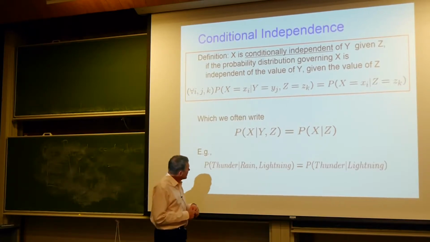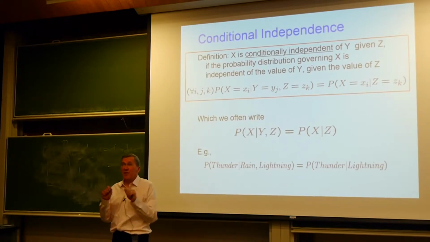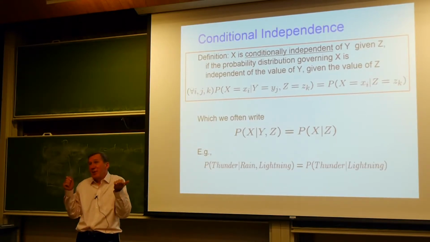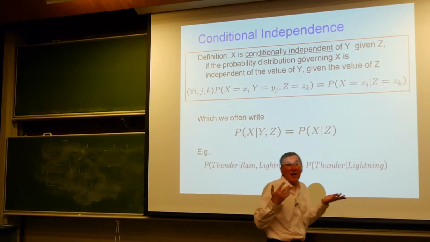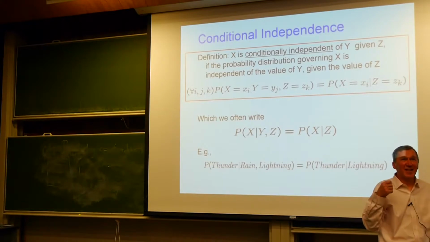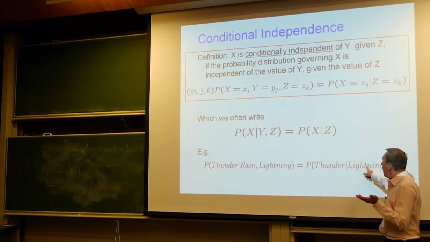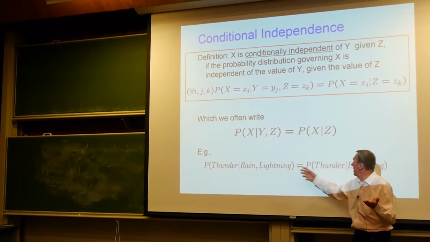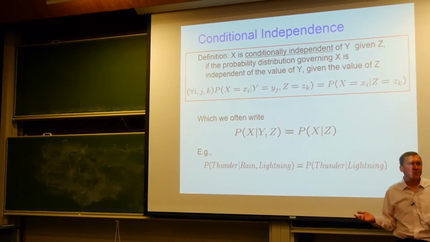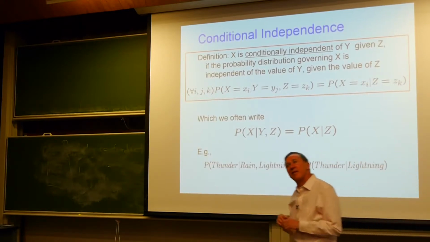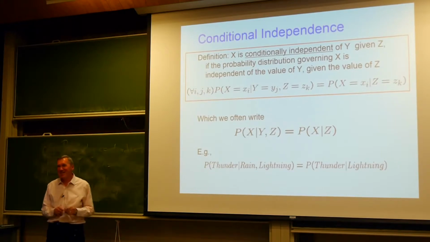Now that's not to say that thunder and rain are independent. They're not independent. In general, if it's not raining, you're less likely to hear thunder, and if it is raining, you're more likely to hear thunder. But if you also know the value of lightning, then all of a sudden, rain doesn't give you any additional information. Everybody happy with conditional independence? This really matters.